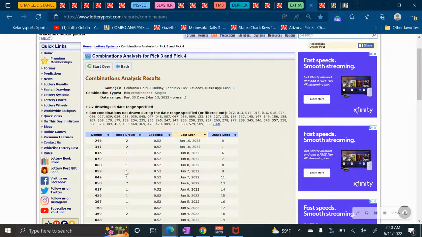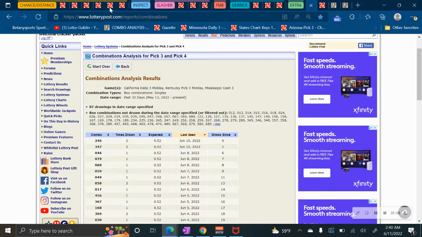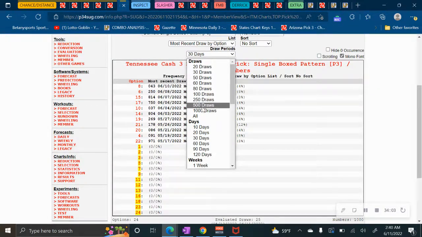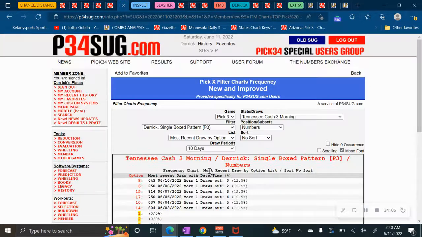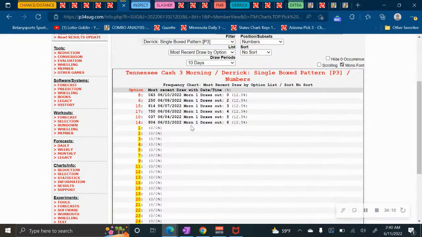So, because the 1 dominates at this time period. Same thing at this SBP when you're looking at the 10 days. When you look at the 10 days, the 1 dominates. The chance for a 1 tomorrow is very likely.